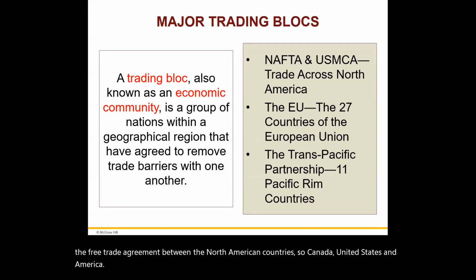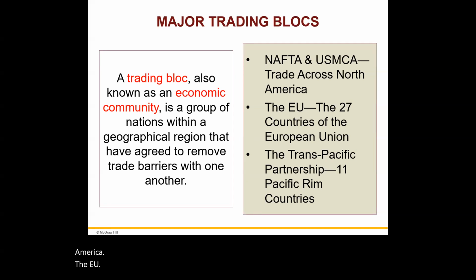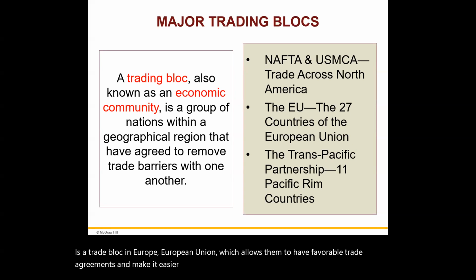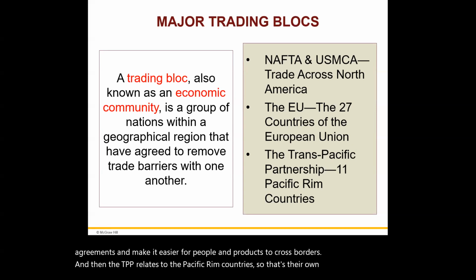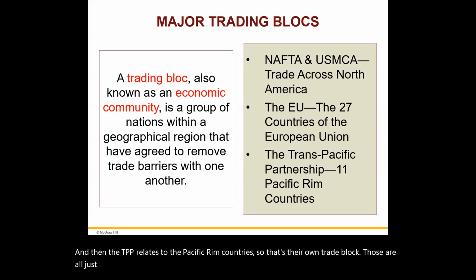The EU is a trade bloc in Europe, the European Union, which allows them to have favorable trade agreements and make it easier for people and products to cross borders. And then the TPP relates to the Pacific Rim countries. So that's their own trade bloc. Those are all just examples of trade blocs that have favorable trade agreements. Cool.